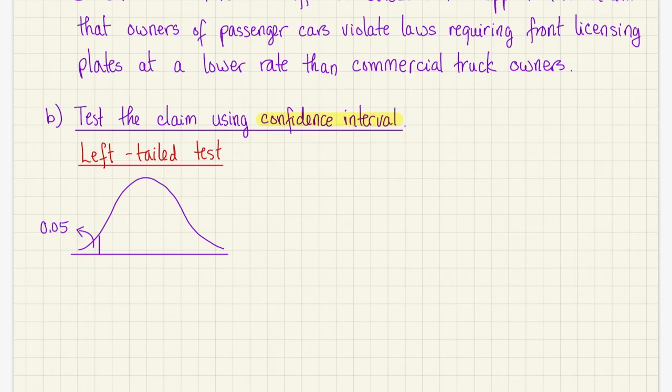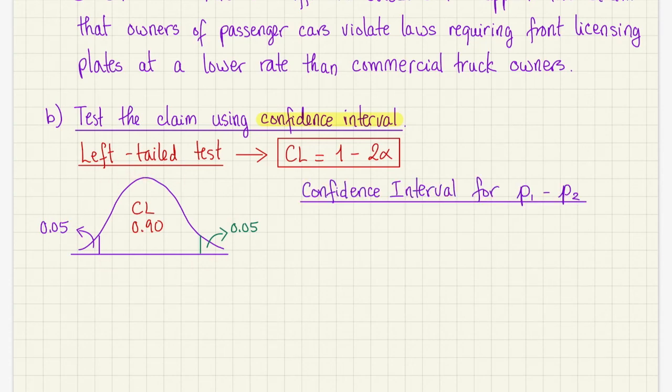So I need to have an invisible tail on the right, and this is also 0.05. The confidence level should be this middle part right here. So 1 minus 0.05 minus 0.05 makes this one 0.90. For a left tail test, if you want to find a confidence level, you're going to take 1 minus 2 alpha. If you remember this rule, you don't have to do the graph every time. And I will use StatCrunch to find my confidence interval.